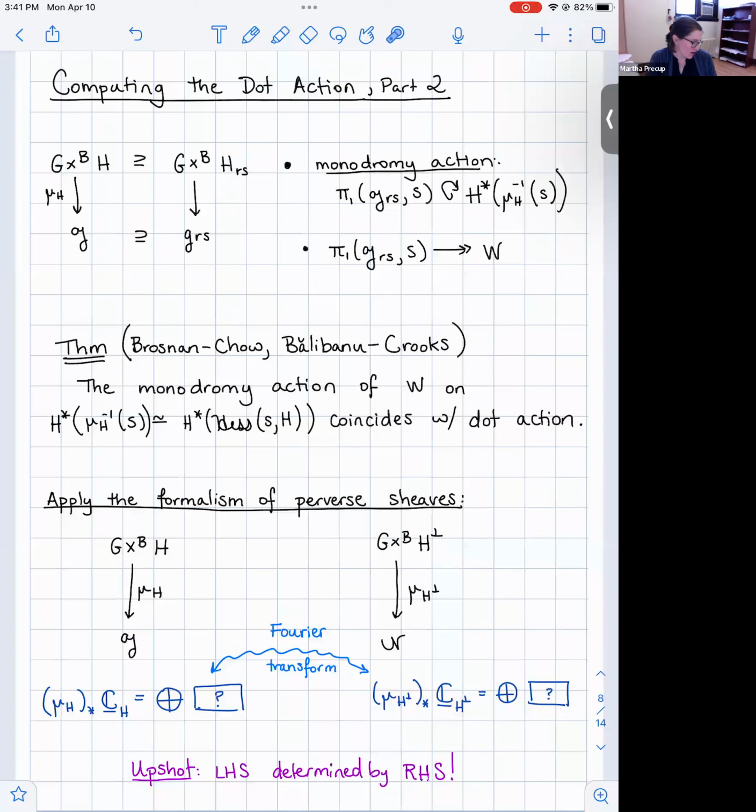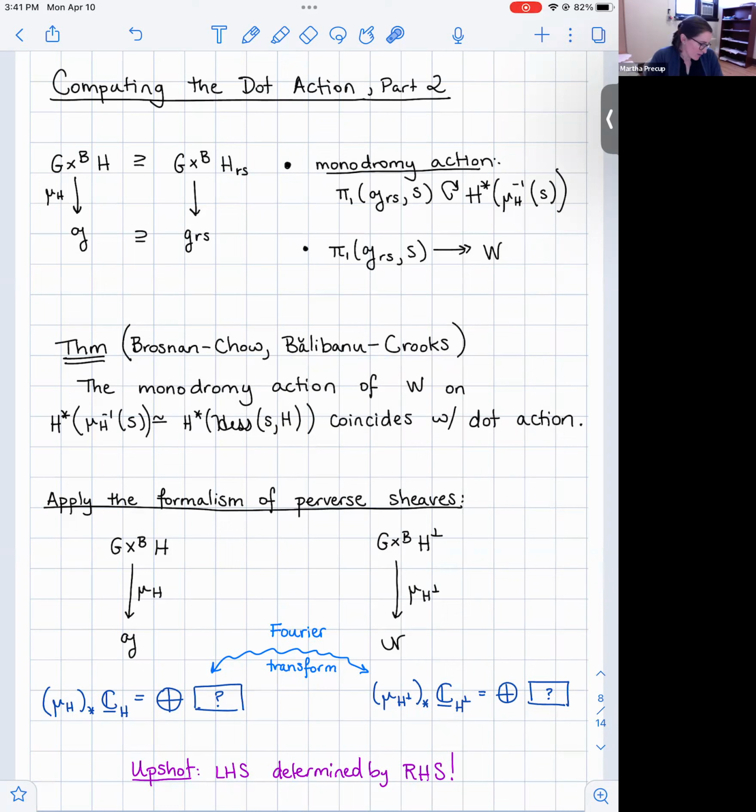So the action of the dot action representation on this homology of these regular semi-simple Hessenberg varieties, in fact, coincides with the monodromy representation. This was something that was established in type A by Brosnan and Chow. They actually established this as part of their proof of this conjecture that related the dot action representation to chromatic quasi-symmetric functions. And then later, Balibanu and Crooks came and just filled in the details to have this hold for all types.